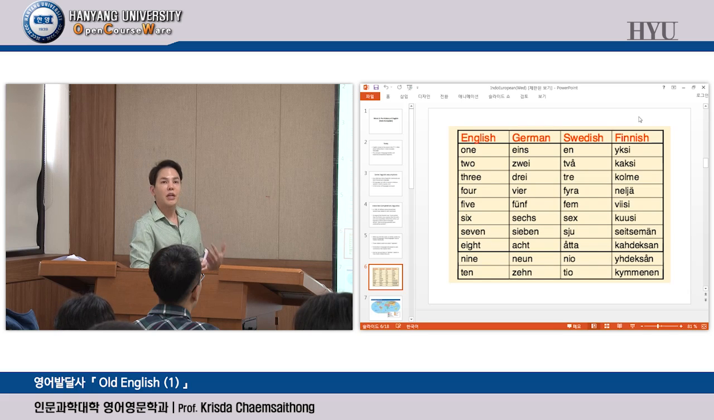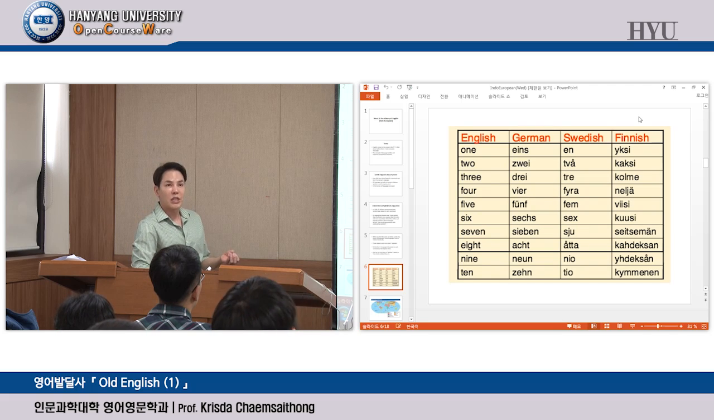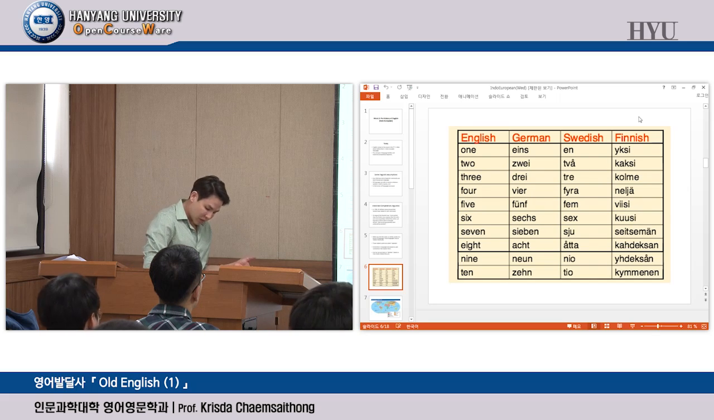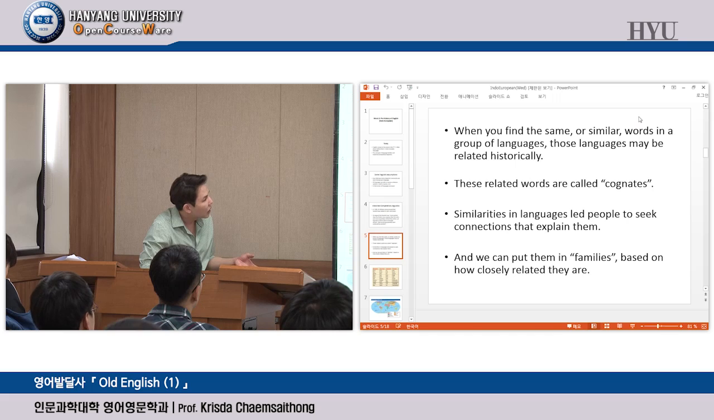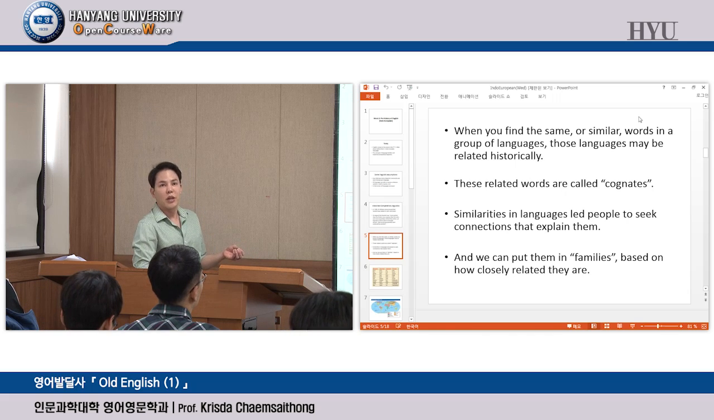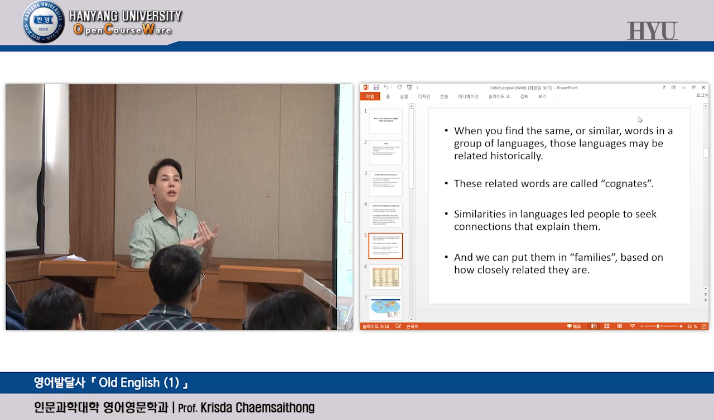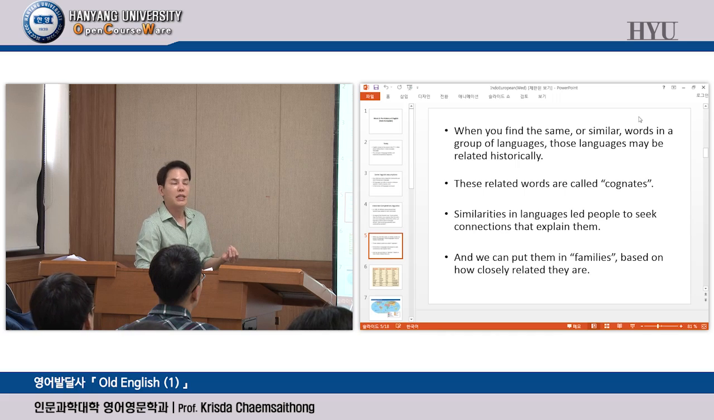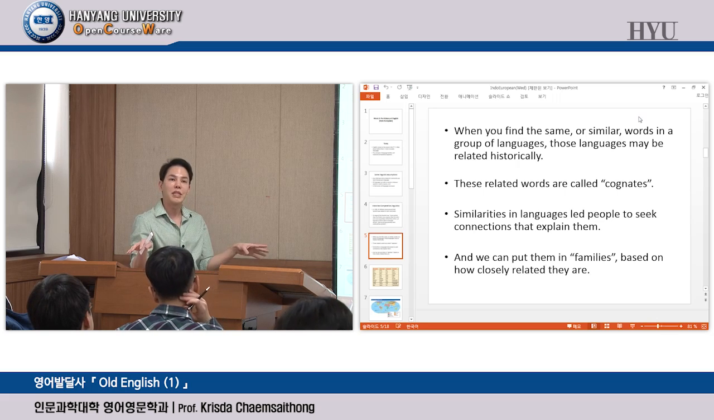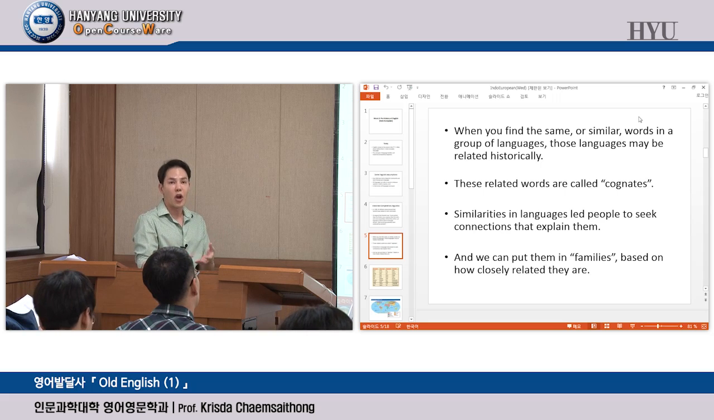So he compared and contrasted so many languages together, and he believed that these words are what we call cognates. So they share the same origin, but they may look different because some linguistic changes happened to them. After comparing so many cognates, he put languages into different families, just like you can put people in different families depending on how closely related they are or not.